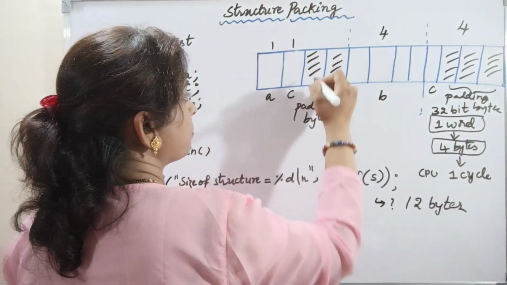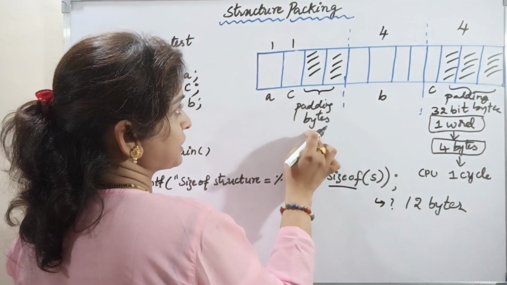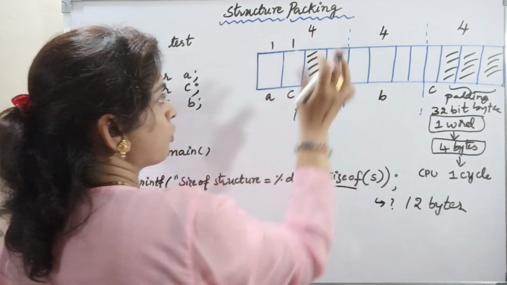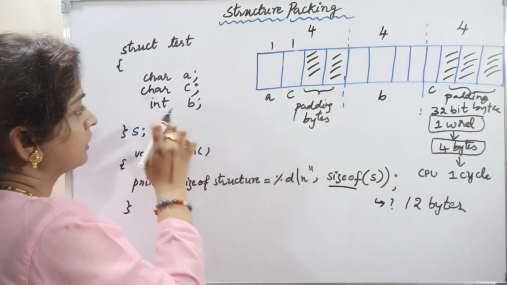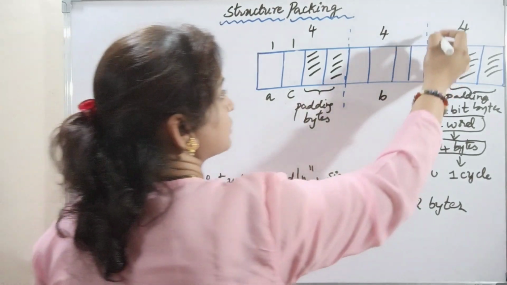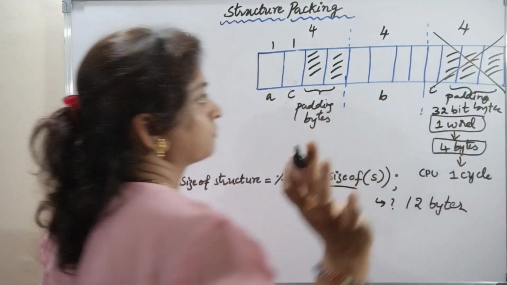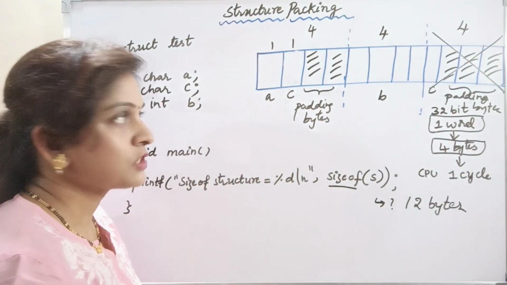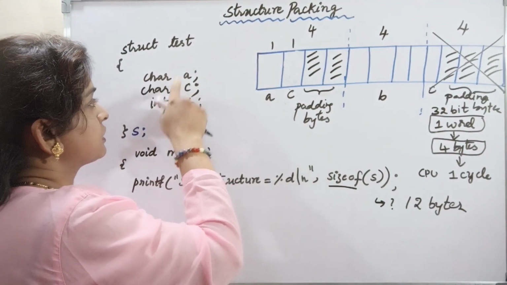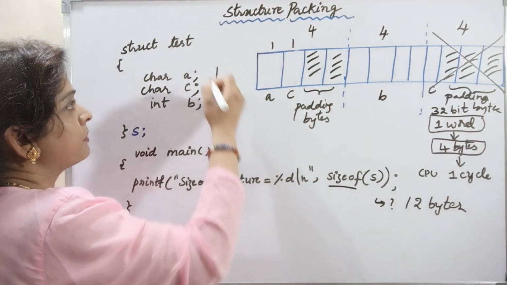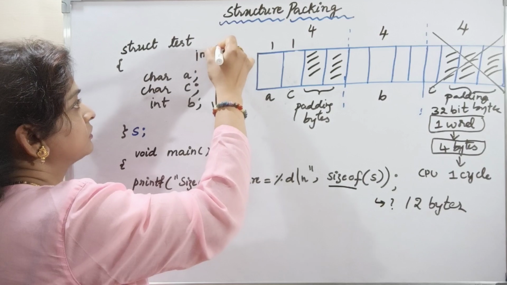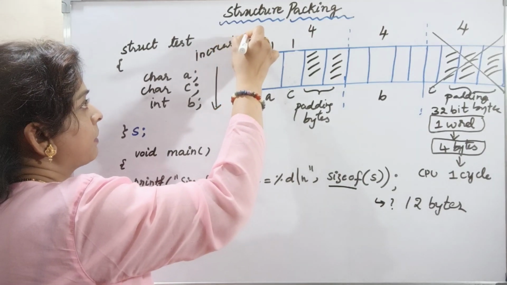The remaining 2 bytes are padding bytes. So totally it is 4 bytes. One word is done. Then integer 4 bytes. So this memory will not be there. Right? So here what happens? I am arranging the members in increasing order of the memory allocation.